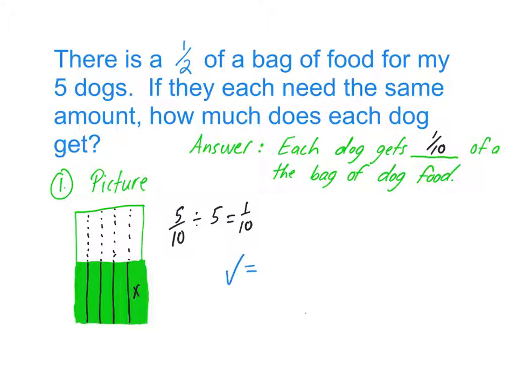So if I have 5 dogs and they each get 1/10, that would be 1/10 times 5 equals, and when we do this, we can multiply straight across, and we get 5/10. And I do know that 5/10 is the same as a half, so by the looks of things, we did it exactly how we needed to. And each dog is going to get 1/10 of the bag of dog food.